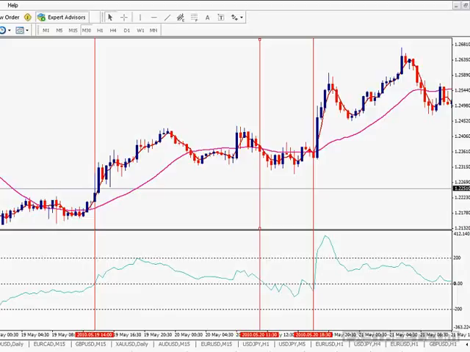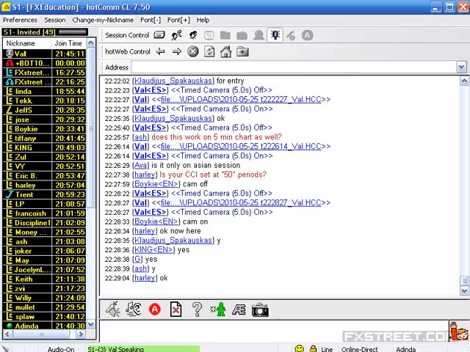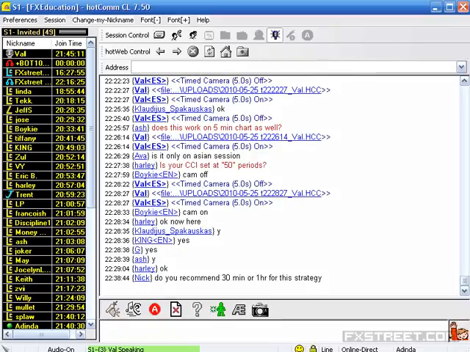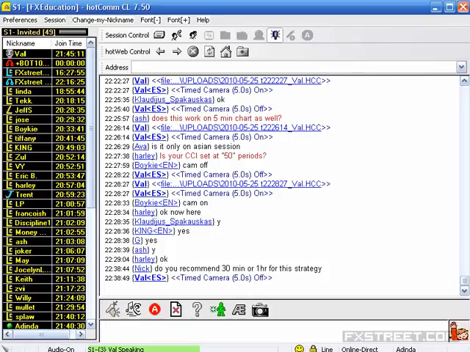Anyway, this setting is special and particular for the euro. We are going to discuss another one for the pound. I found out it's more reliable for the pound, but let's see if we have questions or comments.